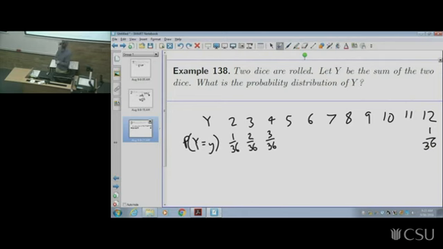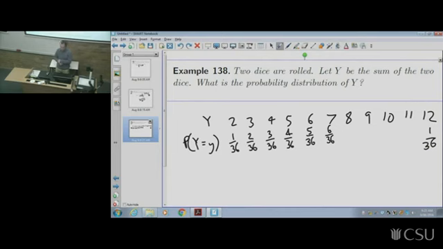What about 5? 2 and 3, 4 and 1, and vice versa. So there's 4 of them. You can see a pattern here, I hope. They're all over 36. You can see the numbers are going up: 1, 2, 3, 4, 5. Up to 7, you get 6 on 36. So it's just a continuing pattern, it's just more and more.